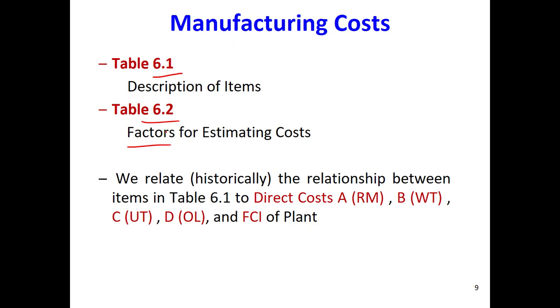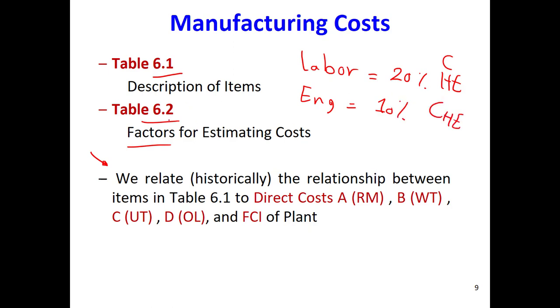Then we relate the relationship between the items. Let's say for labor, labor cost will usually be 20% of the price of the heat exchanger, the cost of the heat exchanger. Engineering work might be 10% of the cost of the heat exchanger. These two tables explain this kind of relation that we have.